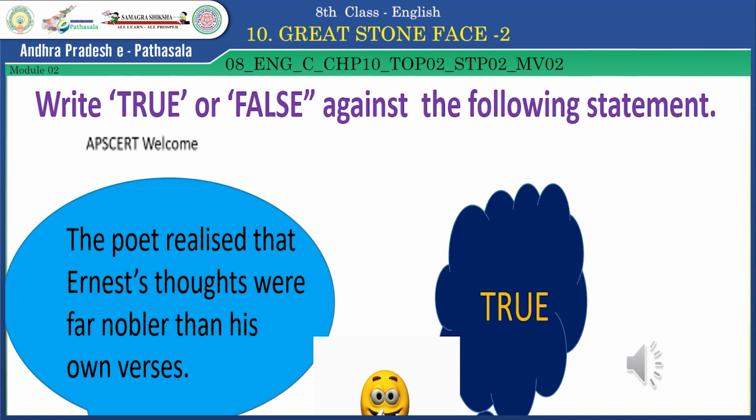Children, let us do this comprehension check. Here, a statement was given. Read the statement thoroughly and then say whether the statement is true or false. Okay? The statement is: the poet realized that Ernest's thoughts were far nobler than his own verses. Yes, the answer is true. Very good, children.